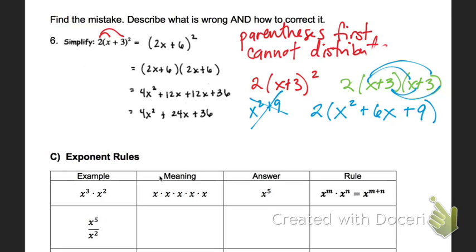Okay, what do I do from here? You can leave it like this, or you can distribute the 2 if you want. You don't have to.